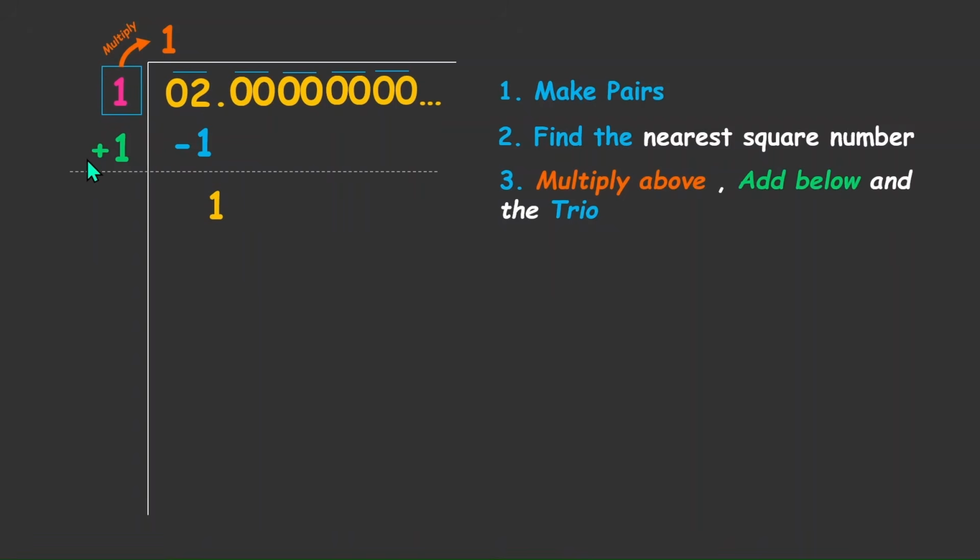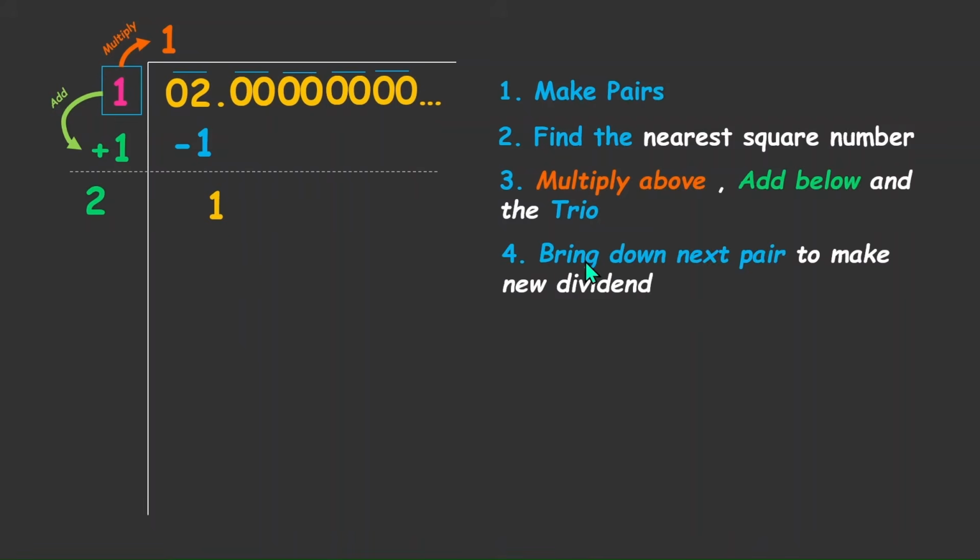And on the other side, to get the first part of our new divisor, we have to add. So there is 1 here, we add it with the 1 to get 2 here. Now this is the first part of our new divisor, and this is the first part of our new dividend. To get the full dividend, we have to bring down the next pair. So bringing down this 0, and now it makes sense why we paired the zeros. So this is our new dividend.